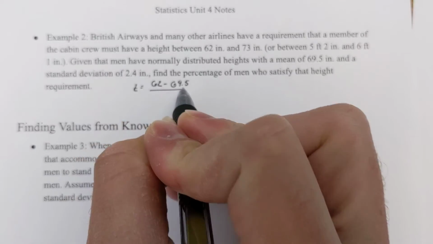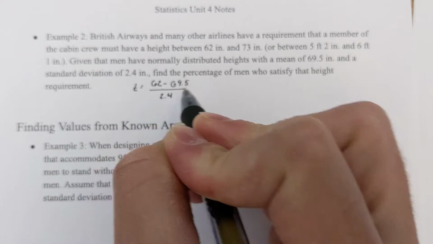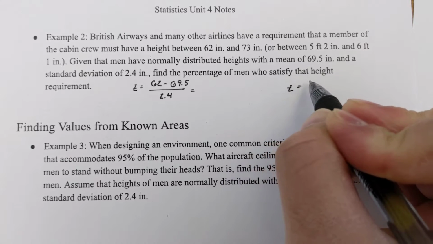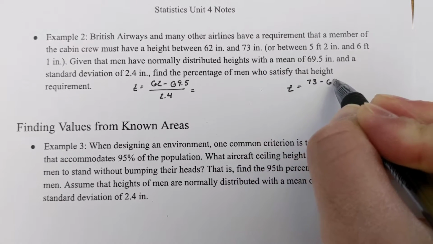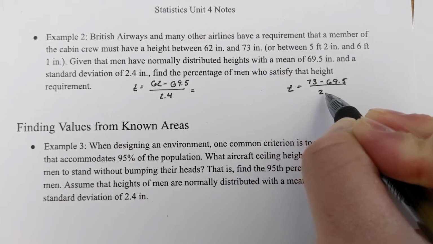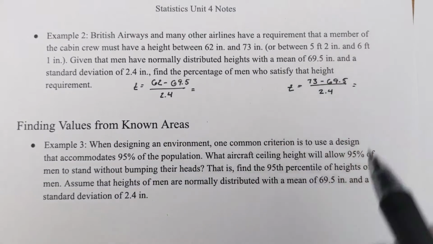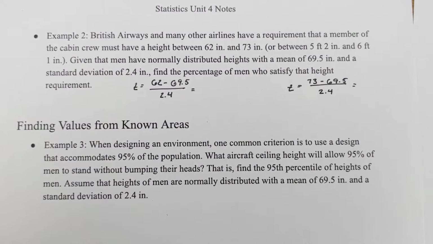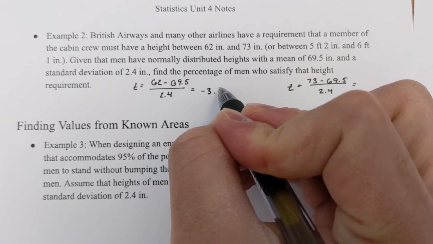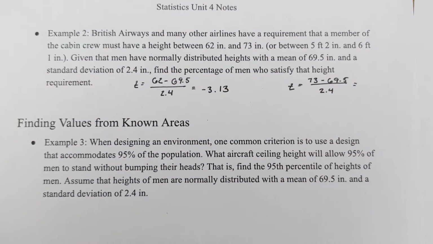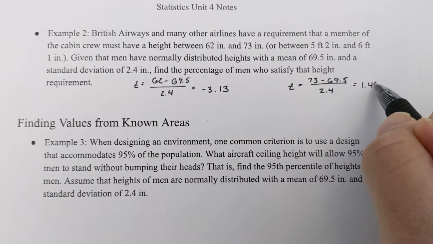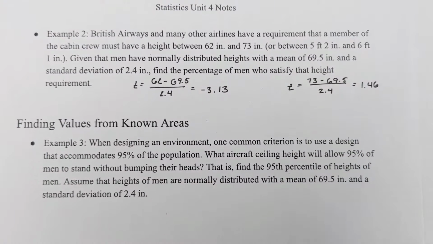So for the low z-score, that's the value minus the average, divided by the standard deviation. I have to do the same thing for the high end, 73 minus 69.5 divided by 2.4. I'm going to do this all in one step. 62 minus 69.5 divided by 2.4 is a z-score of negative 3.13, rounded to 2 places. 73 minus 69.5 divided by 2.4 comes out to be 1.46.